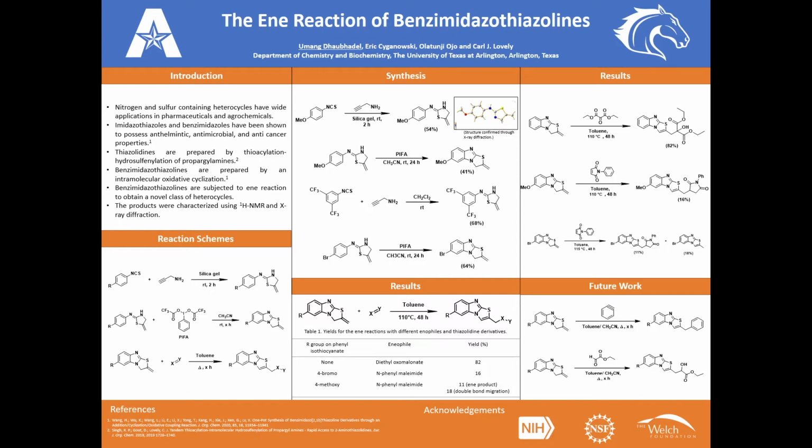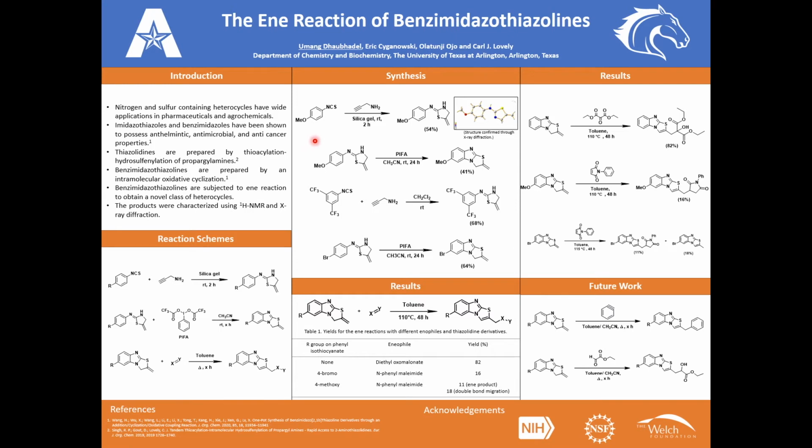Ene reactions are intermolecular pericyclic reactions that are similar to the Diels-Alder reaction. The ene, in this case, is the exocyclic double bond on the benzimidazothiazolines. Enophiles can be a carbon-carbon double bond, an aldehyde, a ketone, or an imine. For this project, the enophiles that are going to be explored are N-phenylmaleimide, benzene, ethyl glyoxylate, and diethyl oxomalonate. All products for this project were characterized using proton NMR.